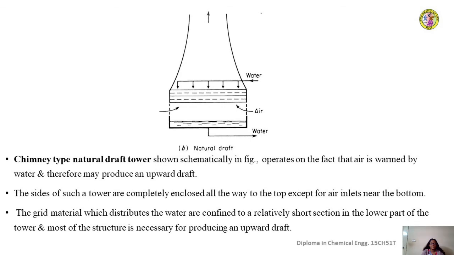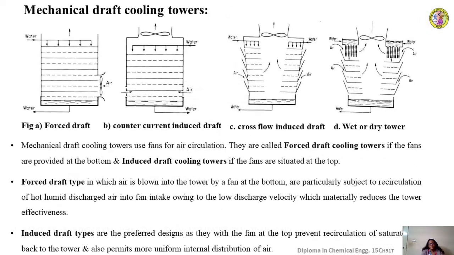The grid material which distributes the water is confined to a relatively short section in the lower part of the tower, and most of the structure given to this kind of tower is necessary to produce an upward draft of air. So the shape of the chimney and the other constructions are especially designed to make the air flow from bottom to top by natural convection. So that is natural draft cooling towers for you.